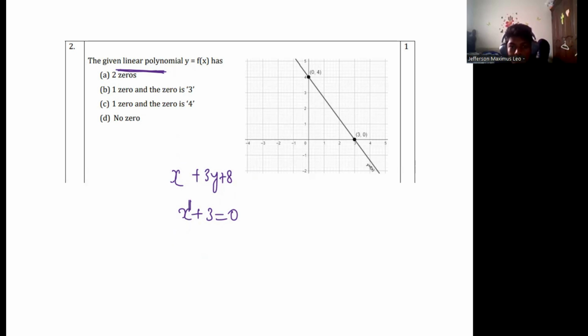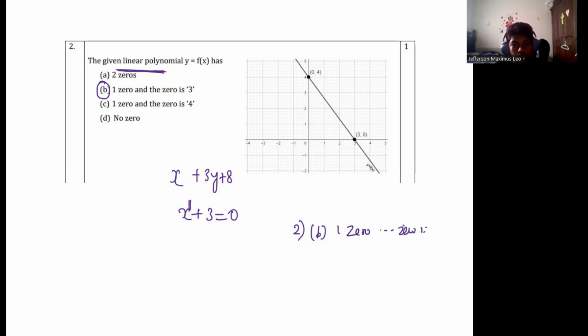Your answer was wrong. Try again. Only 1 zero is possible, so A and D are crossed out. A is wrong, so D is also wrong. 1 zero, and the zero is 3. Very good. So the answer to question number 2 is option B: 1 zero, and the zero is 3.